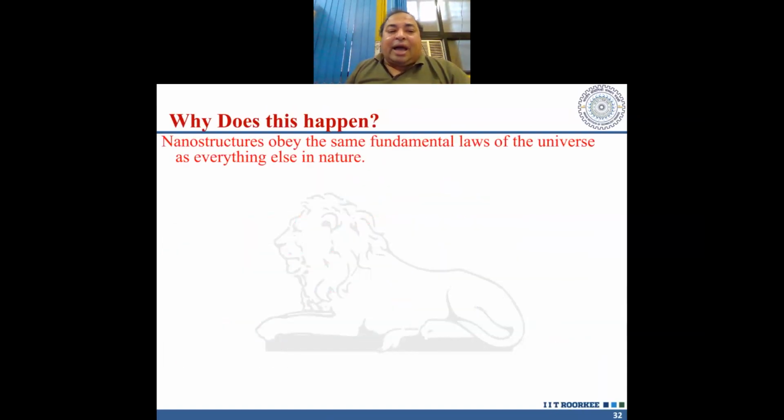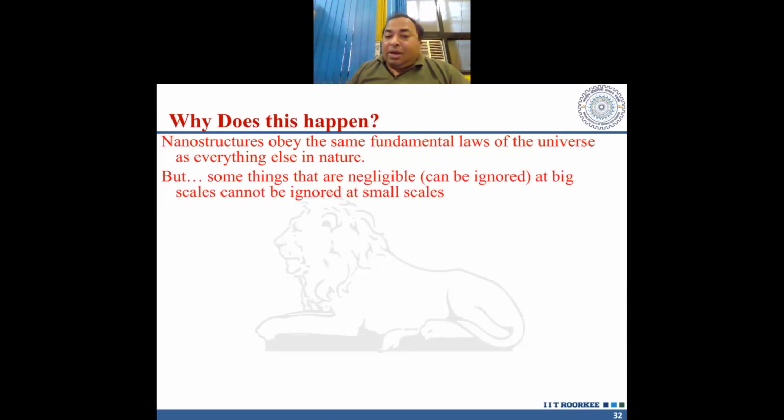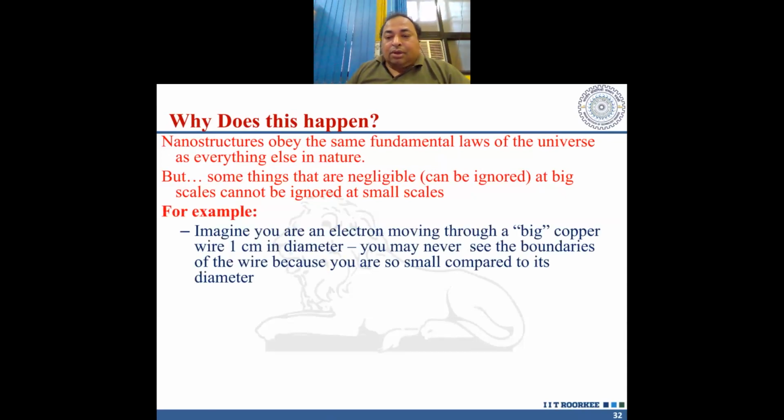So why does this happen? Nanostructures obey the same fundamental laws of the universe as everything else in nature. But some things that are negligible at big scale cannot be ignored at small scales. And I have a very interesting example for you for that.